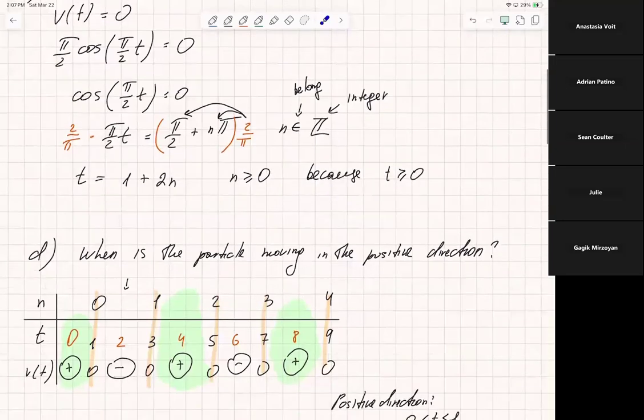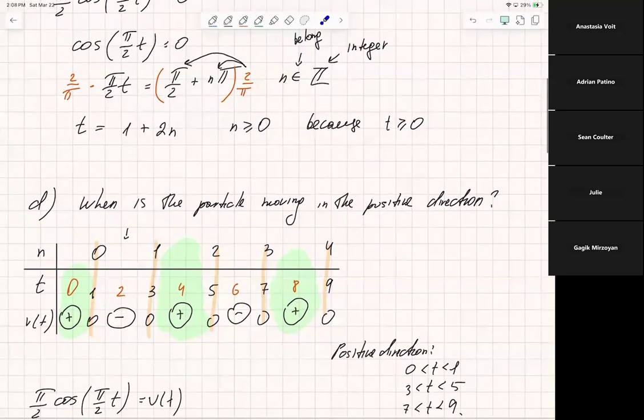So we want our n to be greater than or equal to 0, because if it's less than 0, which is fine for cosine, in this case our time will be a negative value, right? If we have n equals -1, for example, then we would have time equals -1 second, which doesn't make sense in our case. So we would restrict n to be a positive value or 0.